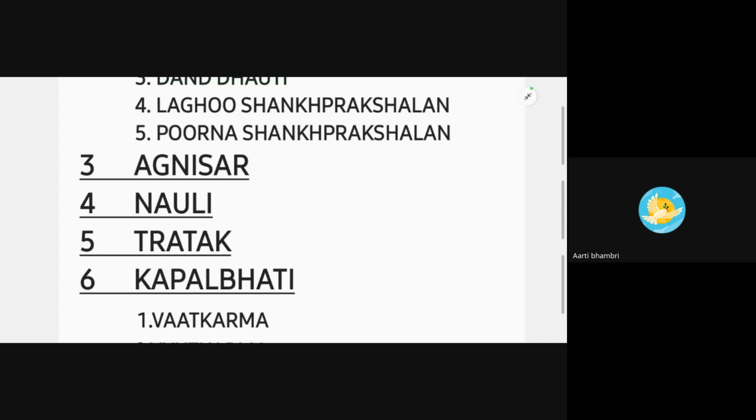Okay, and gallbladder stones, yes. In the gallbladder stones, if one does not have too many stones in the gallbladder, then it is prescribed to perform Agnisar and Nauli Kriya. Okay, I hope this much is clear.